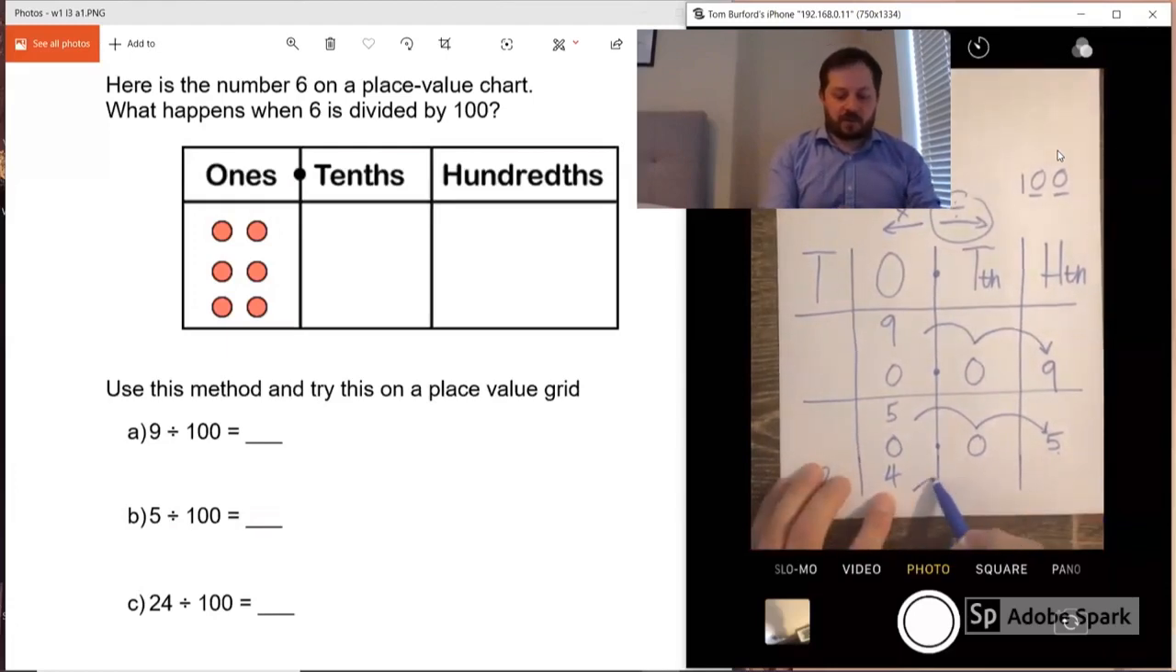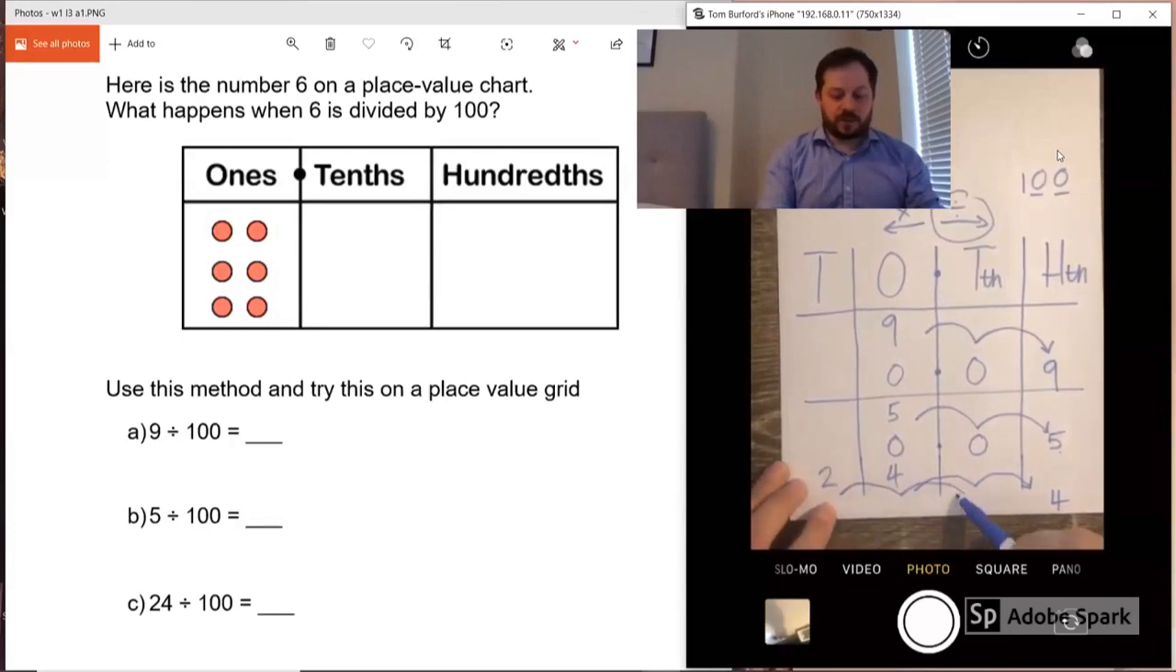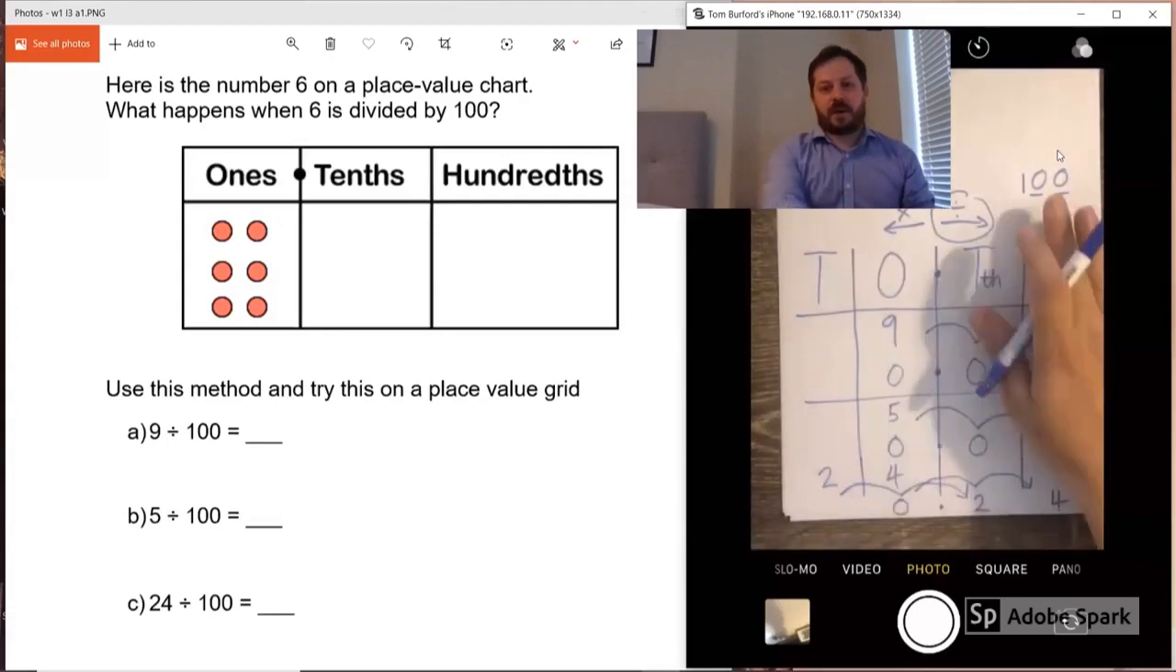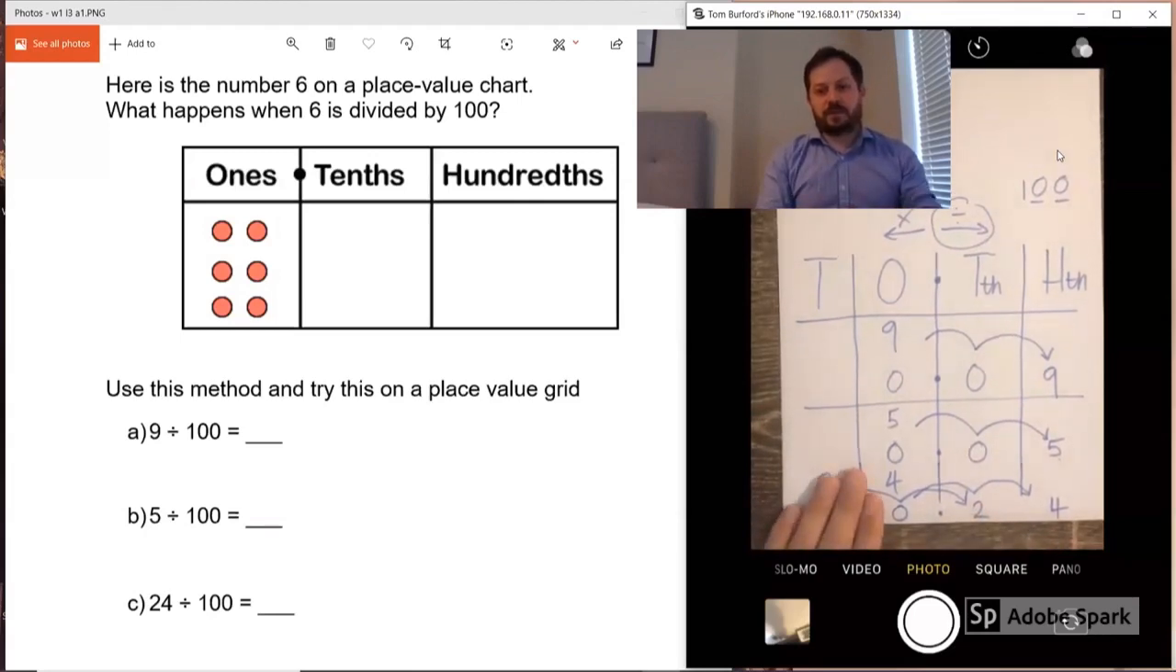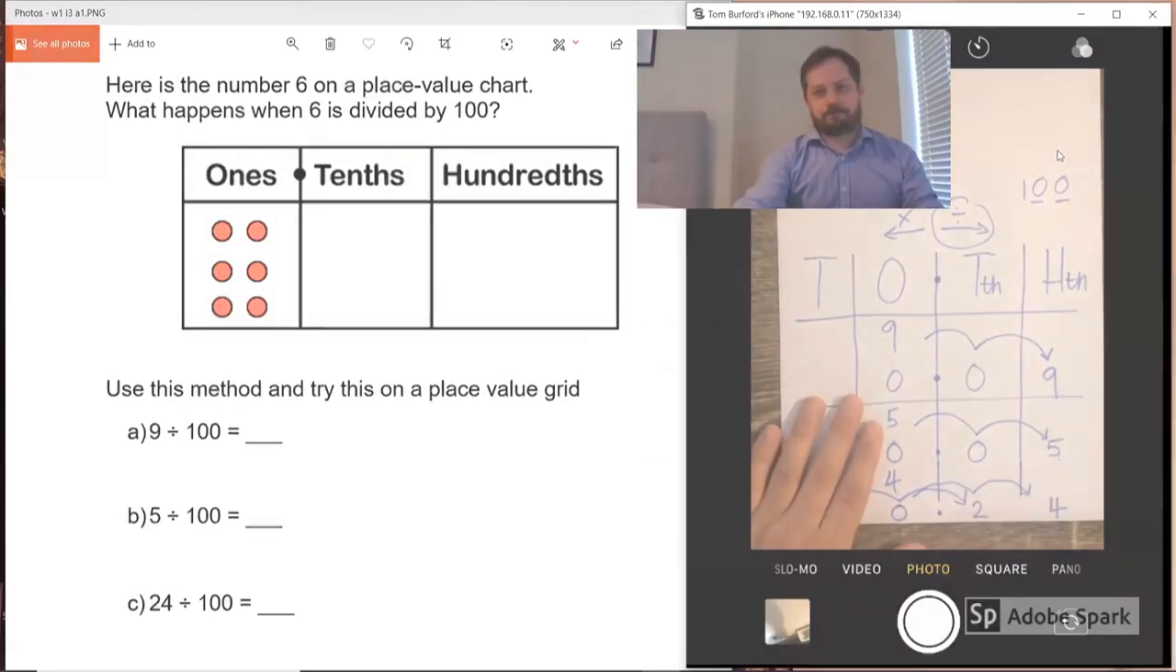So we move the 4, 1, 2 steps. It goes here. I move the 2, 1, 2 steps, and it goes here. That means we put our decimal point in and our 0 as the placeholder. That 24 divided by 100 is 0.24. The rule remains the same for 2-digit numbers and 1-digit numbers.